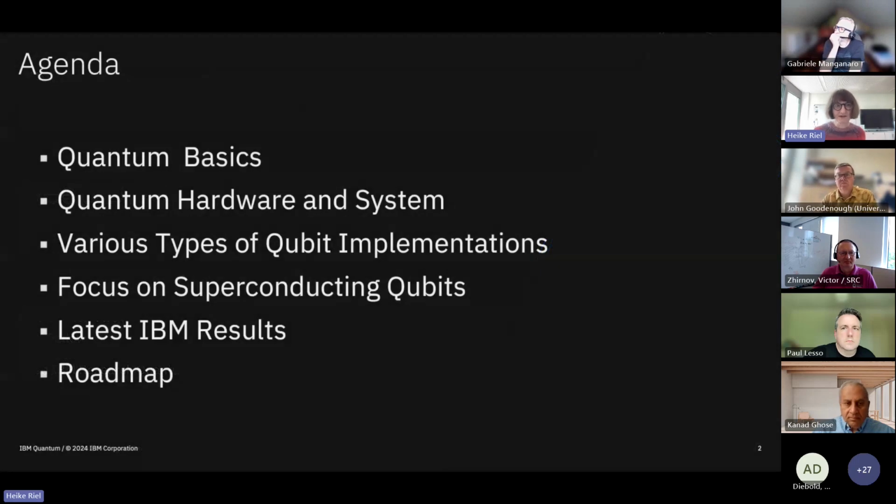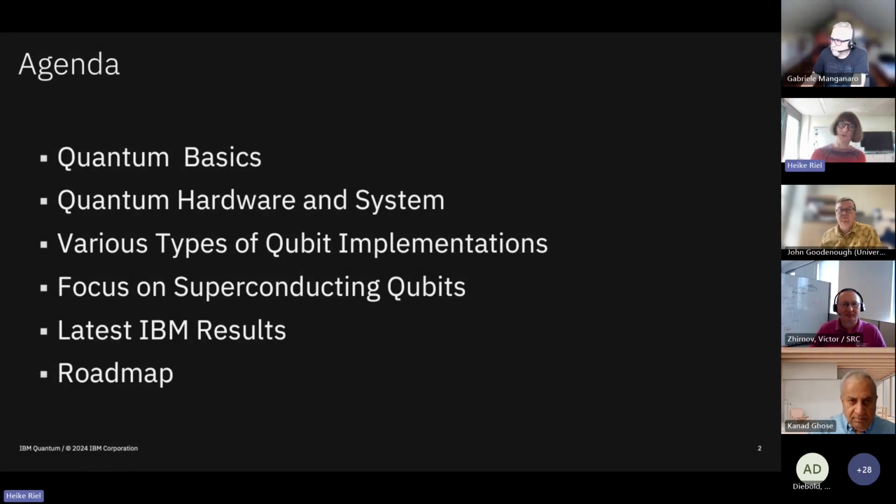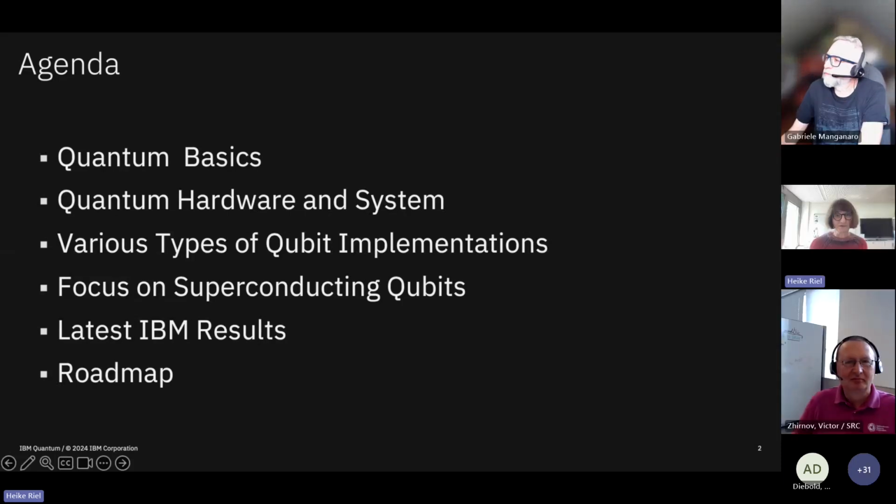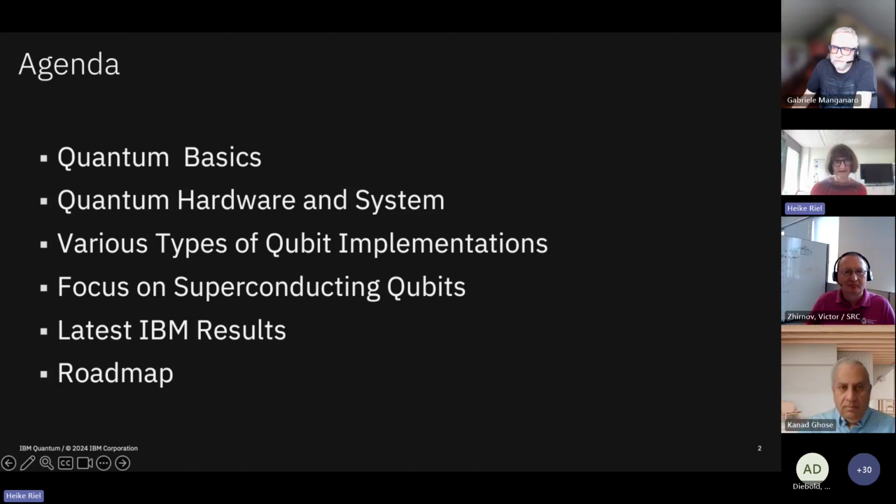What I would like to share with you today is, since I don't know whether everyone is a quantum computing expert, some of the basics very quickly, and then give an overview about the quantum hardware and systems, and then also about various types of qubit implementations. And then in the main part, focus on superconducting qubits. That's a technology which we pursue, and also which is from a technological perspective very far advanced. And then also our latest results and talk a bit about the roadmap.